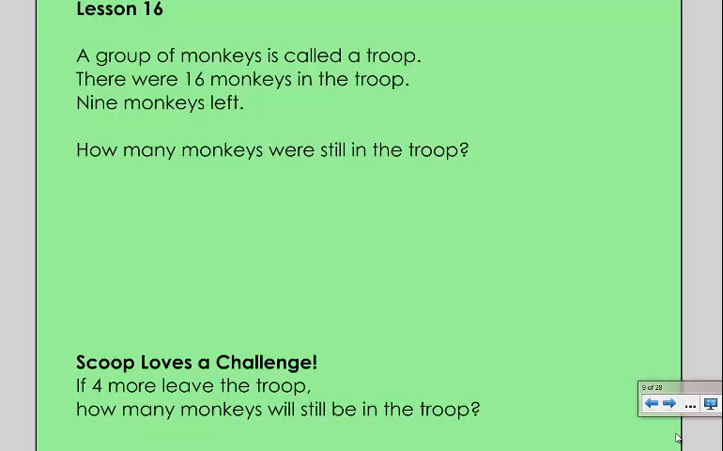Today we're going to do a math problem with Scoop, and it's starring her stuffed animal, Monkey. Please read carefully for important information. A group of monkeys is called a troop. There were 16 monkeys in the troop. 9 monkeys left. How many monkeys were still in the troop?